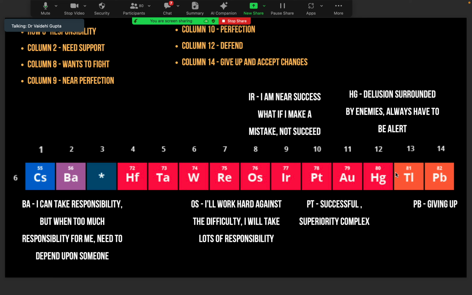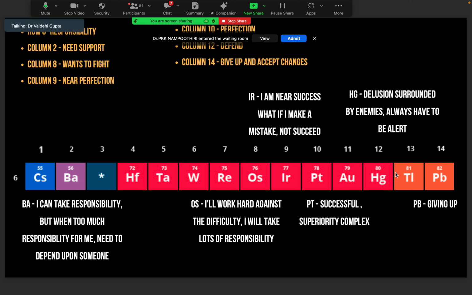That's why there is a superiority complex, because they are of column 10, the phase of being ruler, the phase of being successful. Mercury, column 12, it is the column to defend. So there is a delusion of being surrounded by enemies, always having to be alert. If he is an employee, he thinks that other people will snatch his position. If he is a student, he thinks that other people will snatch his first rank. So they feel that they are surrounded by enemies.